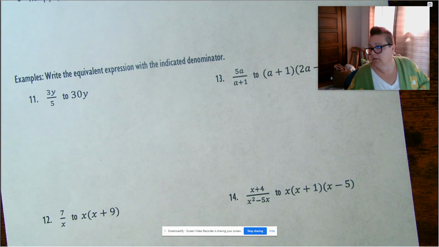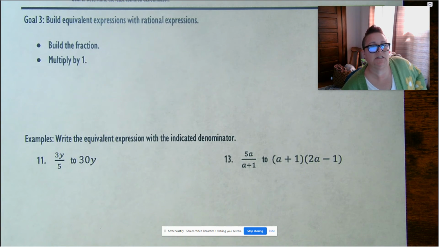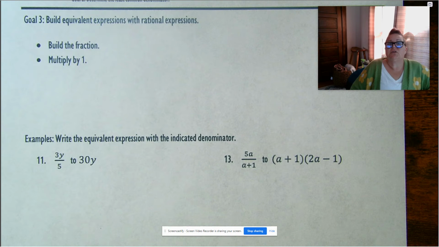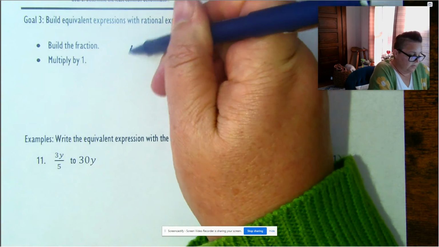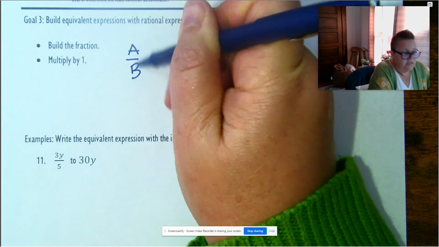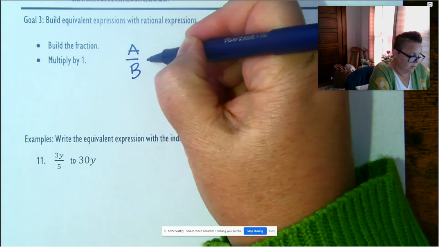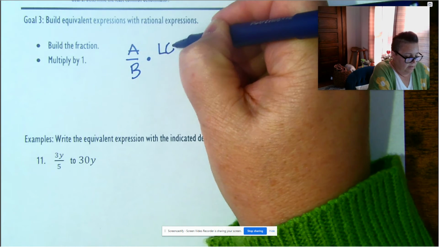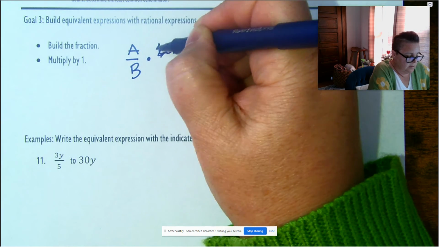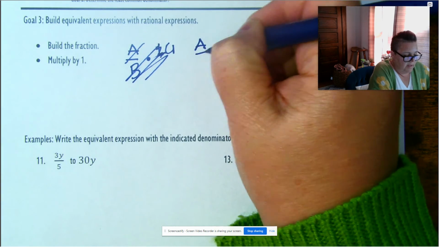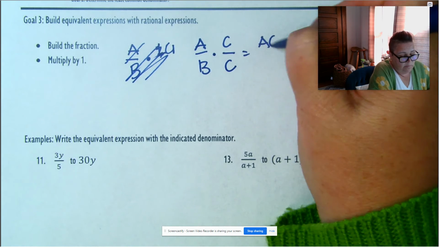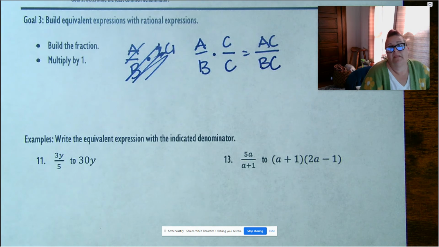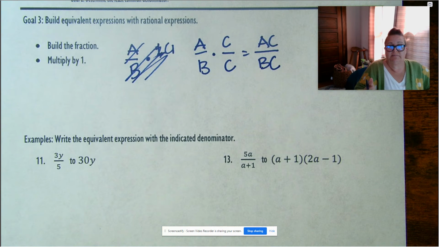Okay. The third goal in this particular section is to build equivalent expressions using the rationals. So we want to build up the fraction, in effect, by multiplying it by positive 1. So if we have a over b, these are each polynomials. A is a polynomial, b is a polynomial. Hold on. Let me do that again. If I have a over b, I want to multiply each of these by a new polynomial. That still builds it to AC over BC. And it's still equivalent, right?